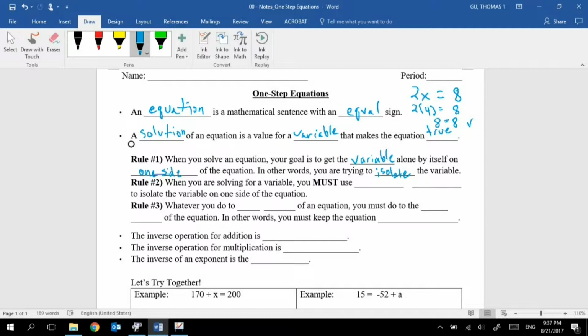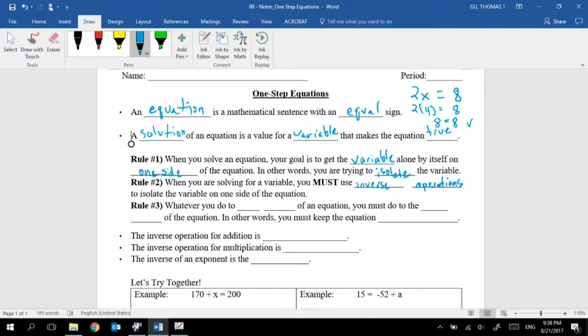Isolate means get by itself. You're trying to get the variable by itself, okay? Rule number 2, when you're solving for a variable, you must use inverse operations. Inverse operations. What does inverse mean? Take a second and think about it.